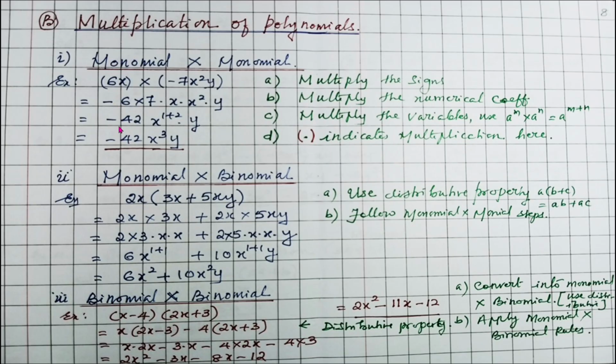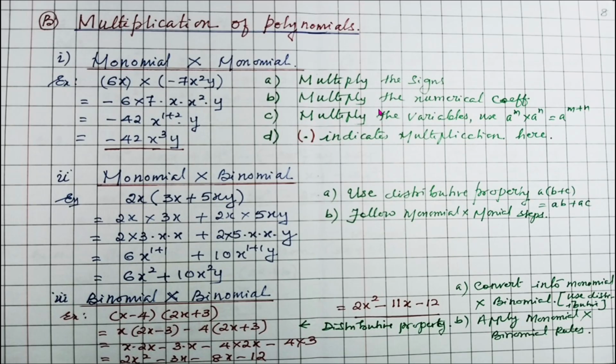Now multiply. Minus is as it is, 6 7s are 42. Now apply the law of indices here, x raised to 1 plus 2 and y. So it is minus 42, 1 plus 2 is 3, therefore minus 42 x cube y is the multiplication of a monomial into monomial. So the rules are to be followed.